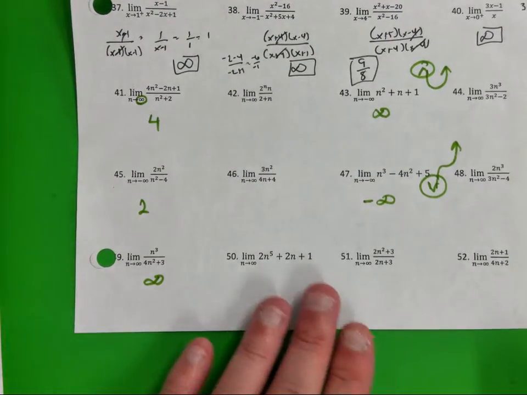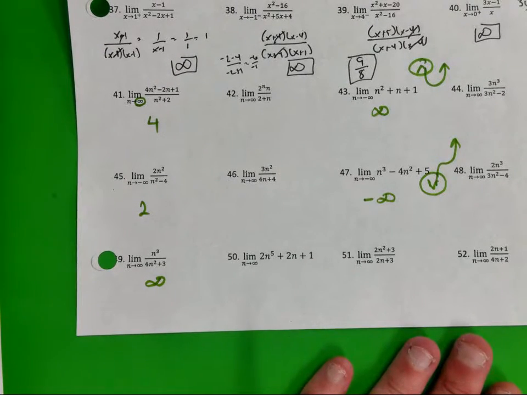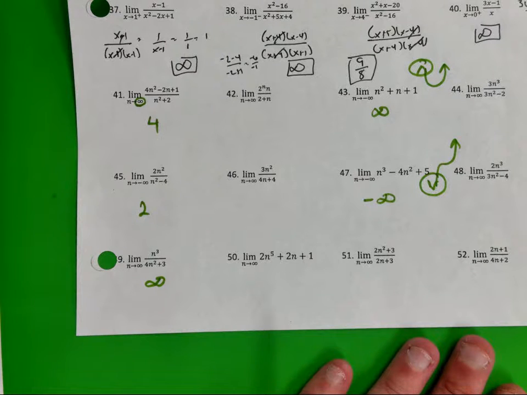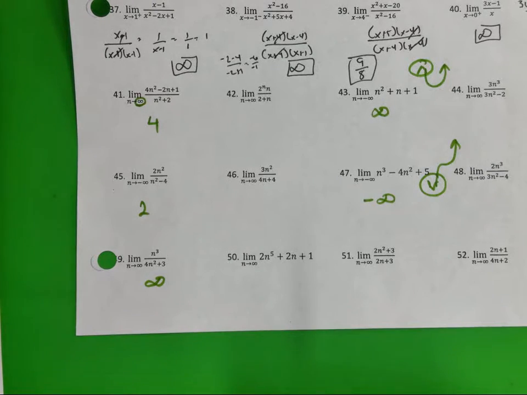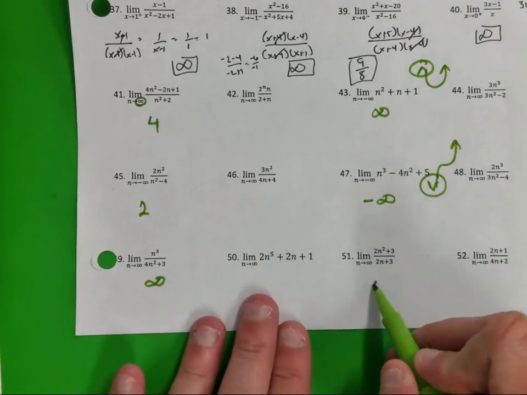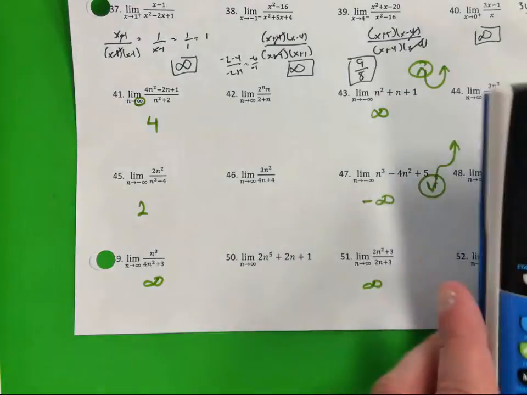All right, number 51. What's my highest degree in the numerator? What's my highest degree in the denominator? I'm top heavy, aren't I? Okay, as n goes to infinity, I can pick another number, 100. If I plug 100 in there, will that give me a positive or negative value? So it's going to what infinity? Or you can graph it.